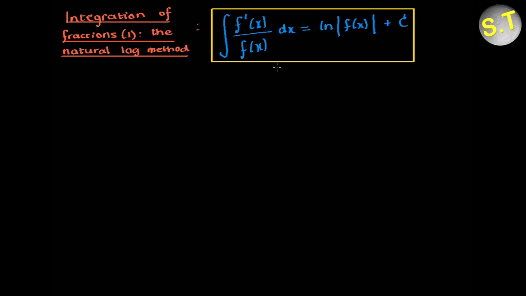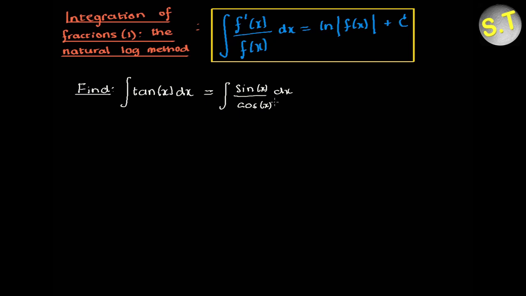So let's take a look at our first example. So in our first example, we're asked to find the integral of tan of x with respect to x. And at first glance, this seems to have nothing to do with this formula whatsoever. However, if we think back to our trigonometry, we know that the tan of x can be given by the sine of x divided by the cosine of x. And now this is beginning to look a bit more like what we have up here.